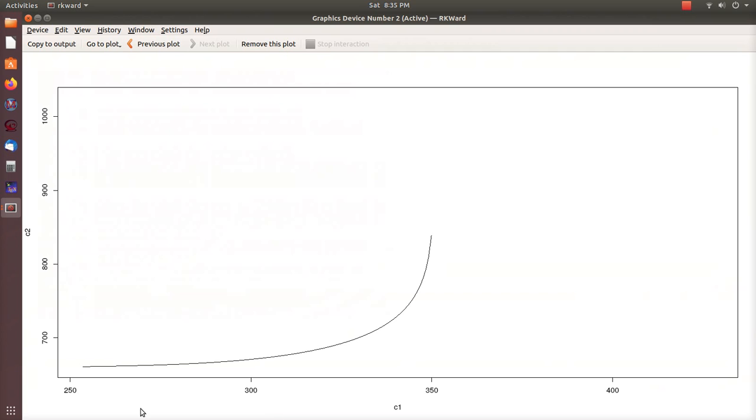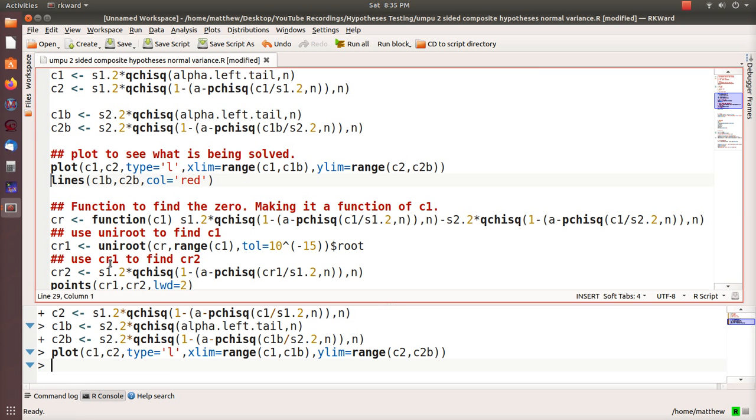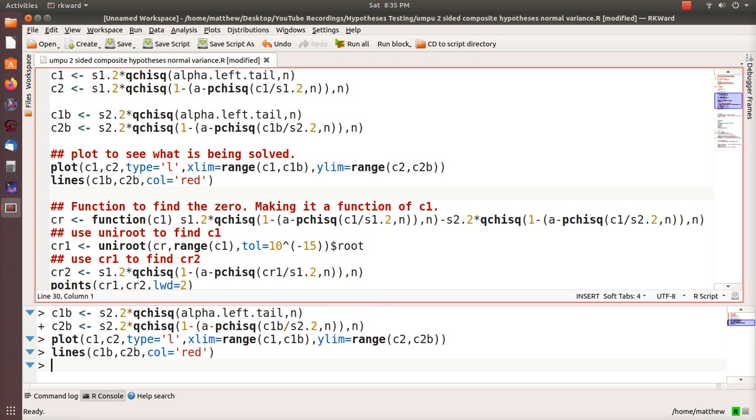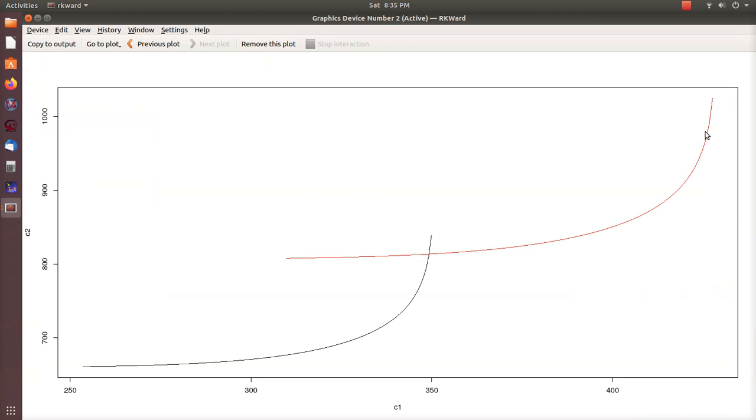So this is the plot of the first equation. These are the C1 and C2 values that make that equation true. These are the only ones. Now let's plot the second equation, and all possible C1 and C2 values that make it true, and that's this red line here. So you can see that there's only one point that makes both of the equations true. And that's the point we're looking at in the critical region.